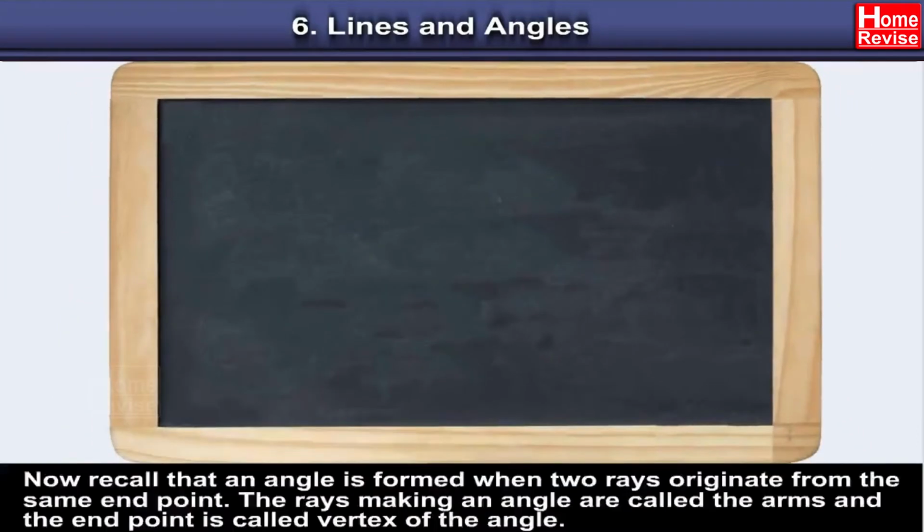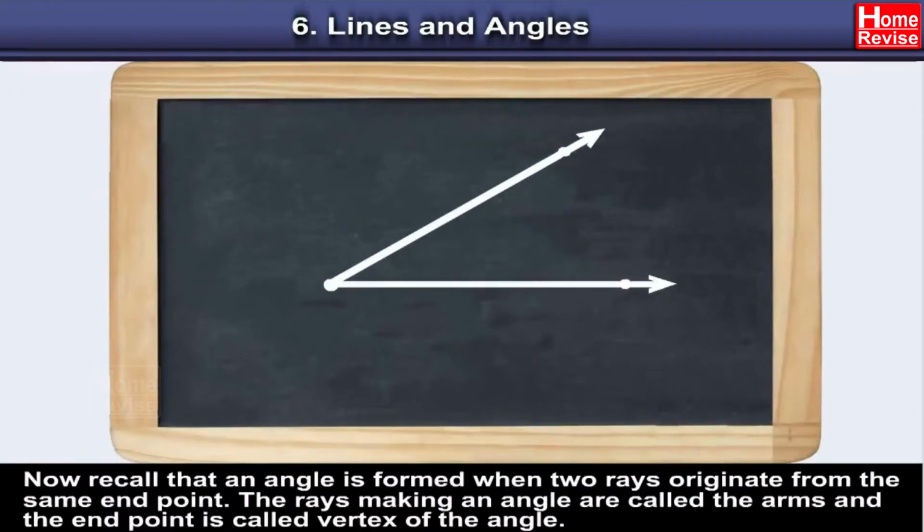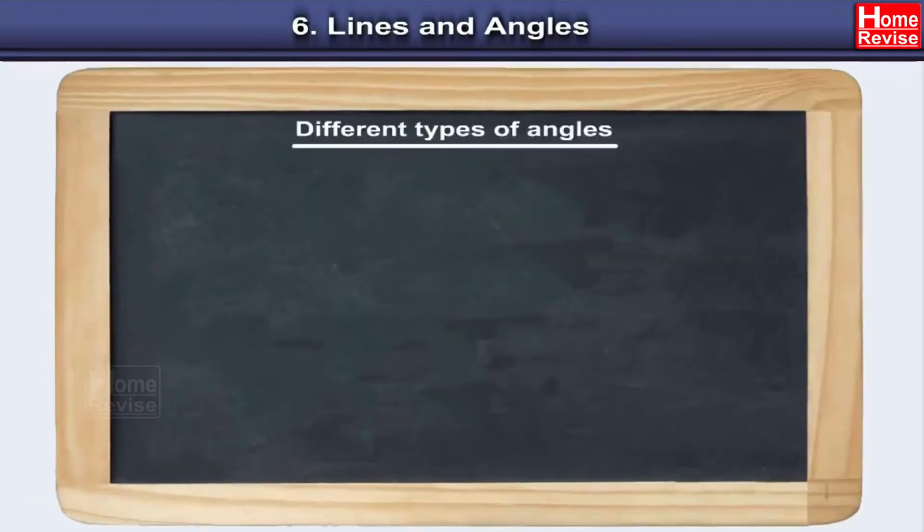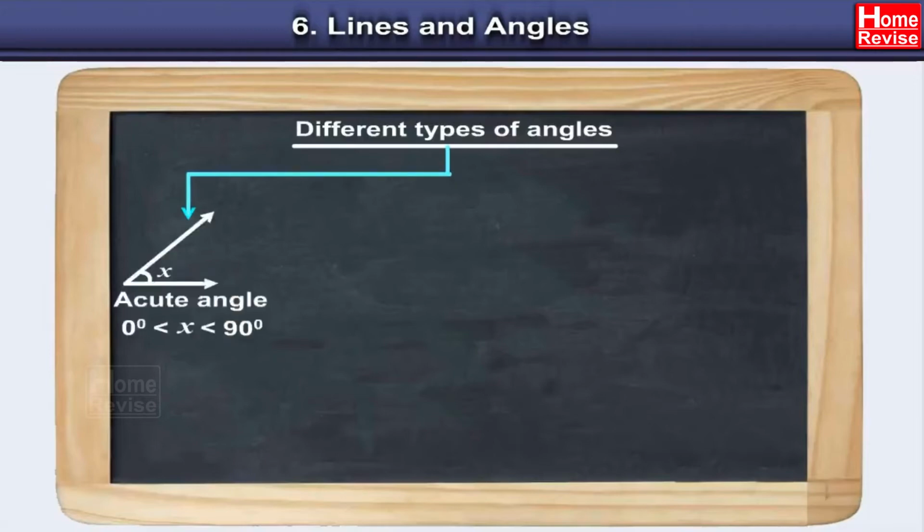Now, recall that an angle is formed when two rays originate from the same endpoint. The rays making an angle are called the arms and the endpoint is called the vertex of the angle. You have studied different types of angles such as acute angle, where the angle x is greater than 0 degrees and less than 90 degrees.